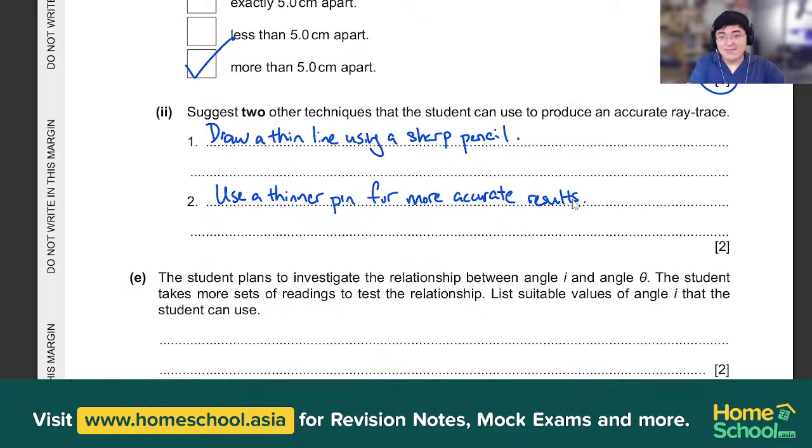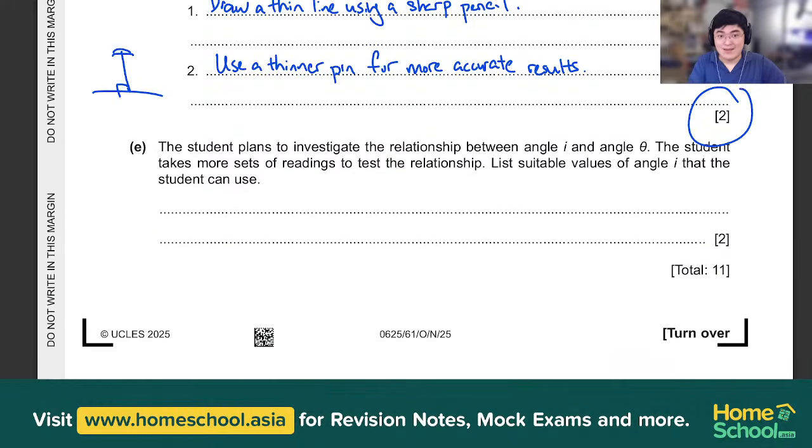All right. Last but not least, there's also a third answer. You don't have to write that down, but this is also accepted. The third answer is make sure your pin is pinned down vertically to your surface, so you can make sure it is nice and straight. Okay, so this is your full 2 marks. 2 valid points, 2 full marks.